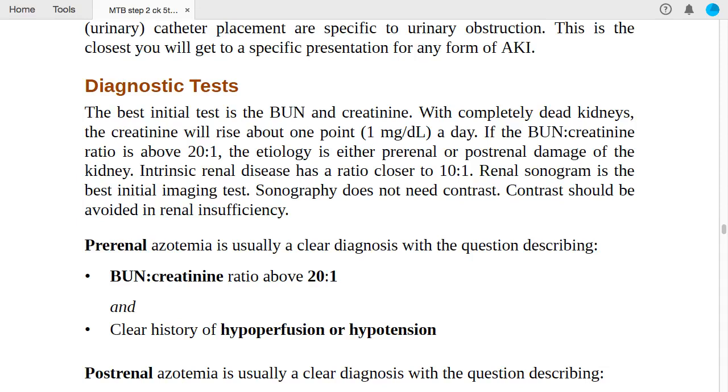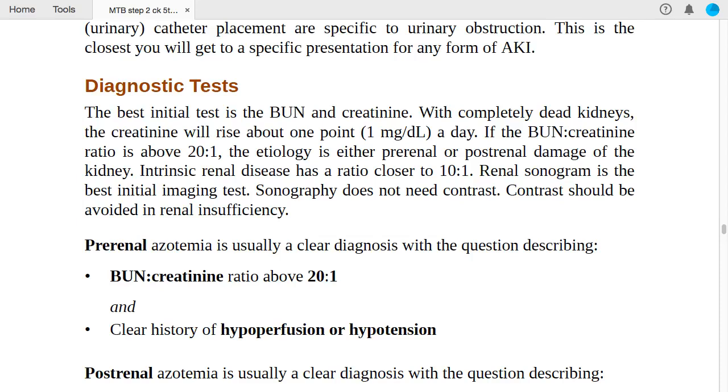Renal sonogram is the best initial imaging test. For imaging, the best one is renal sonogram, but the best initial lab test is blood urea nitrogen and creatinine. Sonography does not need contrast. Contrast is nephrotoxic and should be avoided in renal insufficiency.